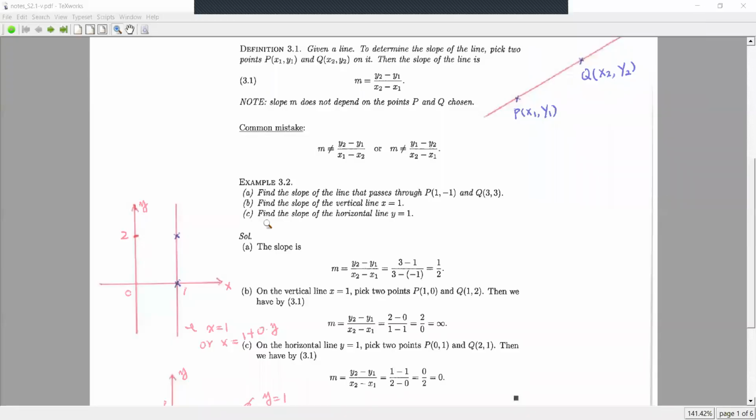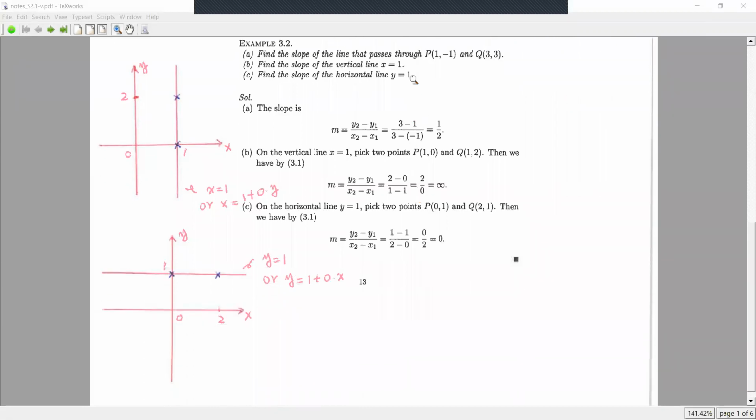Part C. Find the slope of the horizontal line y is equal to 1. The graph of y is equal to 1 is this horizontal line. All the points that satisfy the equation y is equal to 1 are the points on this horizontal line. Now, to tell the slope of this horizontal line, arbitrarily pick 2 points. Say I pick this point, pick this point.